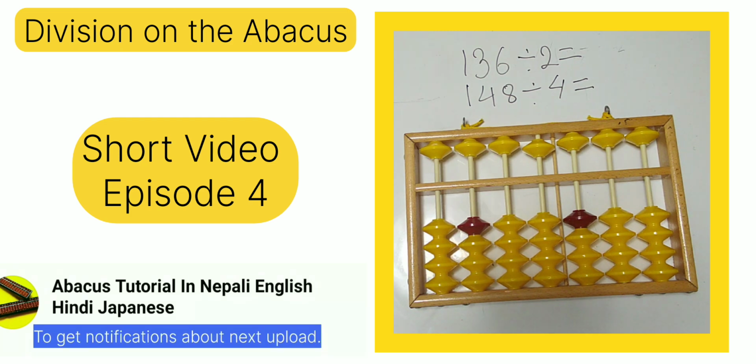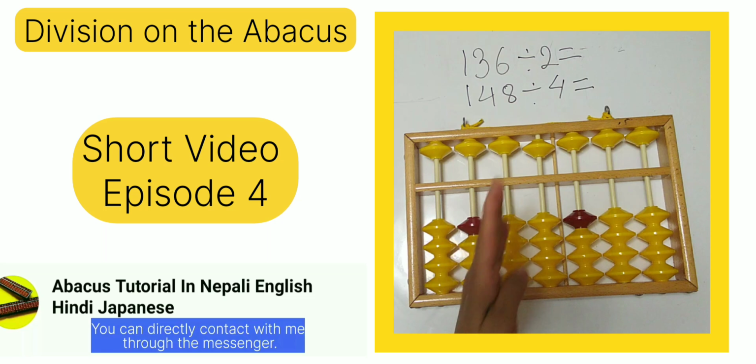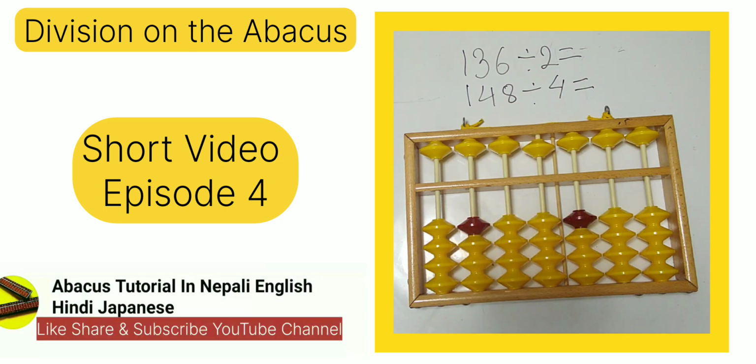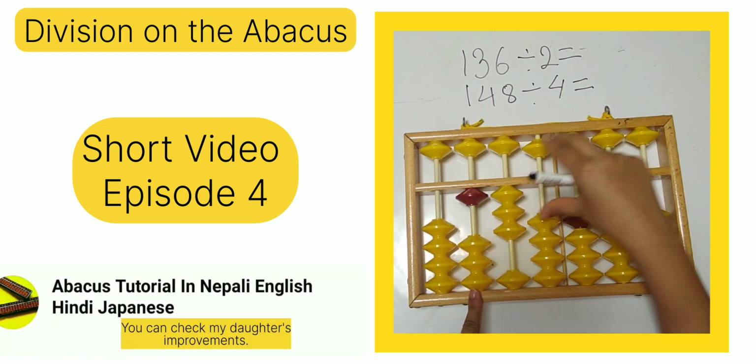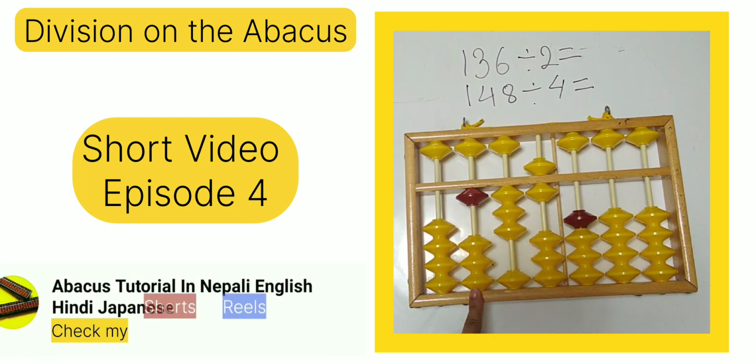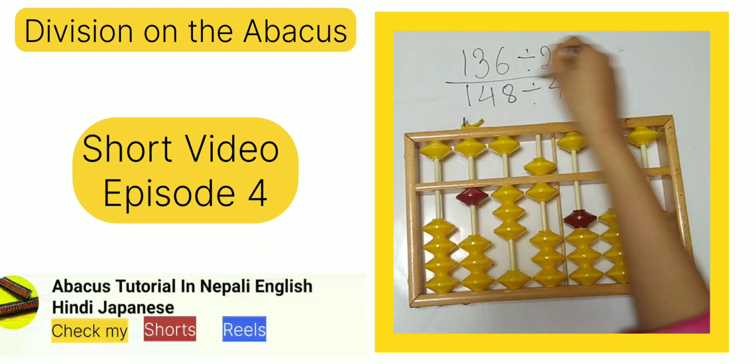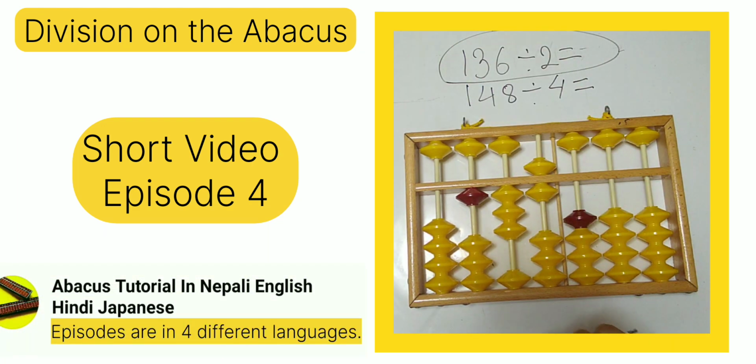This is division on the abacus, short video episode number 4. These are our questions for this episode. Okay, this is my marked dot. Let's start. First, you have to place your dividend on the abacus. 1, 3, 6. Our dividend is on the abacus. This is our first question.